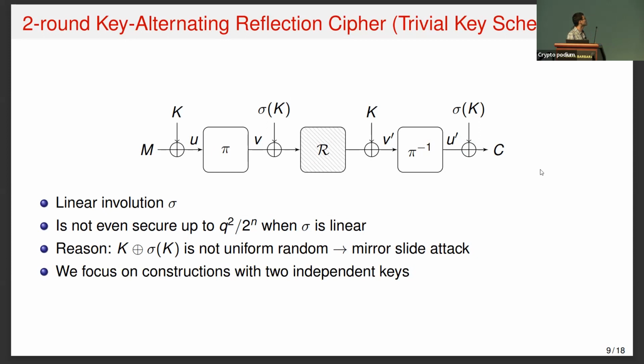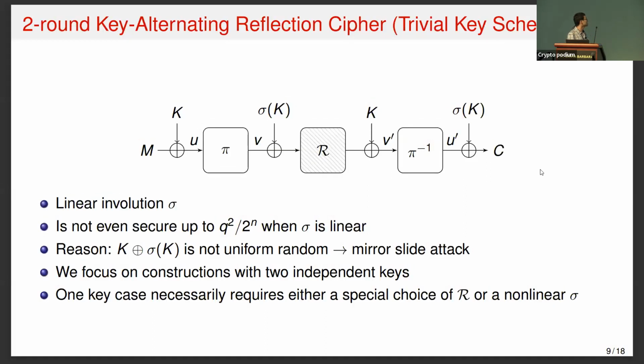Now, therefore, we are going to focus on constructions with independent keys. We do not claim that the one-key case is not possible, since we do believe that if we want to use a single key, then either we need a special choice of the middle reflector R, or we need to use a non-linear reflector sigma that has fewer fixed points, but this can give a difficult situation when we need to bound the bad events in the security analysis.